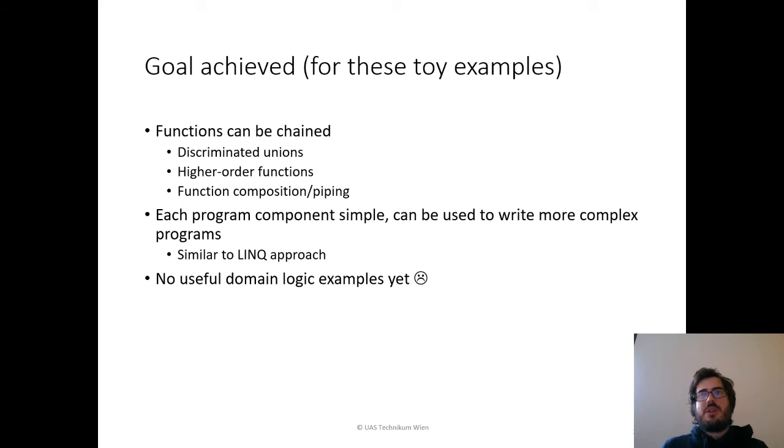So what have we seen? We have seen that discriminated unions can be used to model non-existence of values. We have higher order functions, and we have piping and composition, and it really looks similar to LINQ.